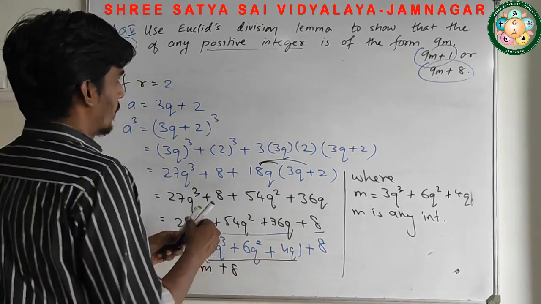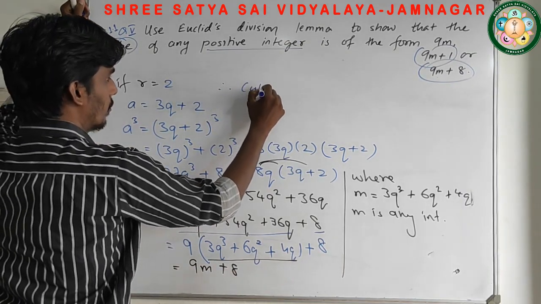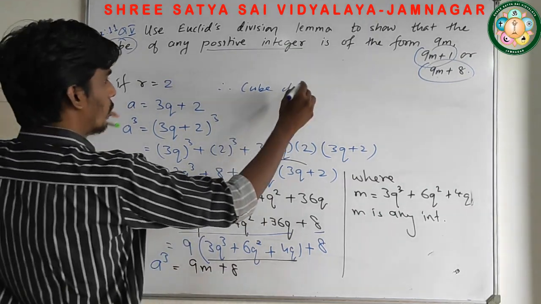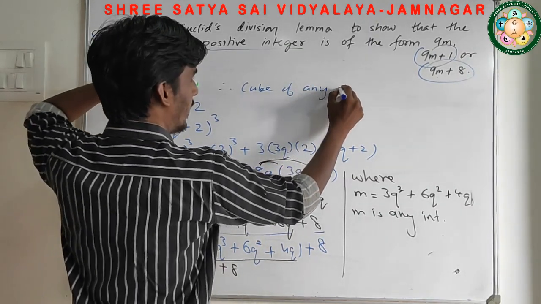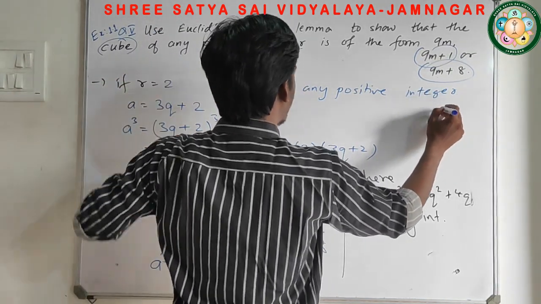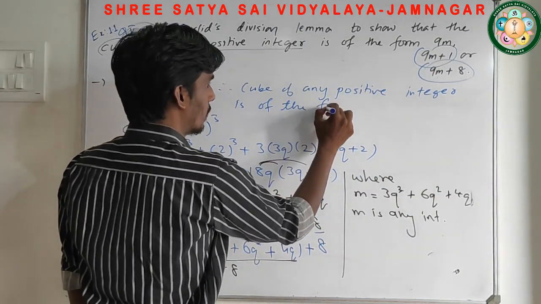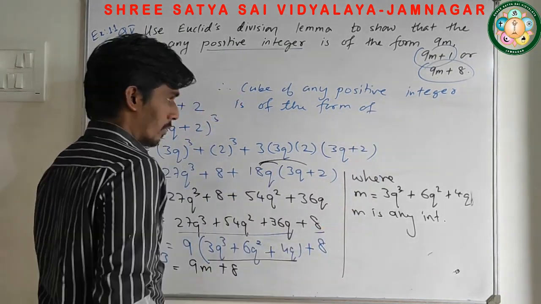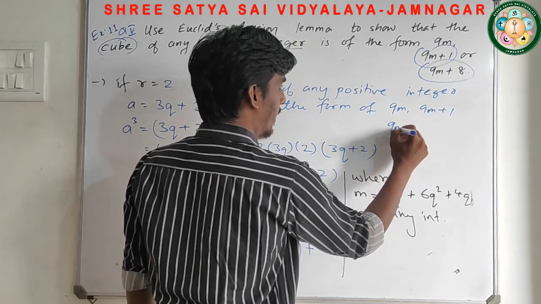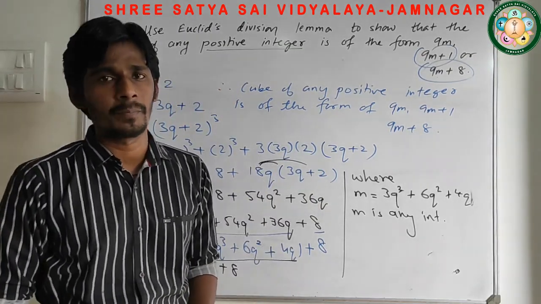So what I'm going to write, therefore cube of any positive integer is of the form 9m, 9m plus 1 and 9m plus 8. So this is the way we can prove question number 5 of exercise 1.1.